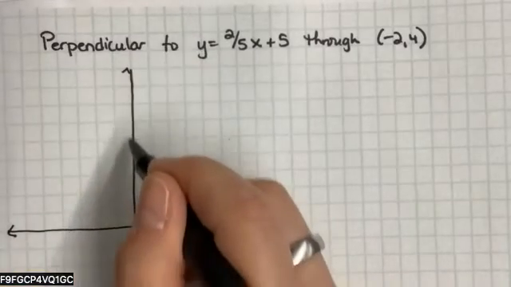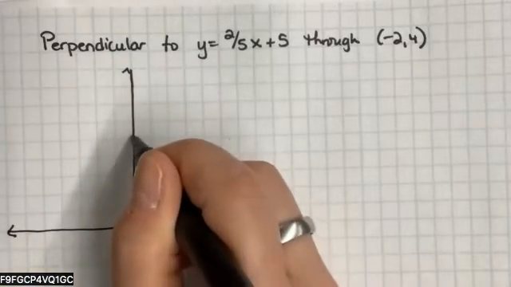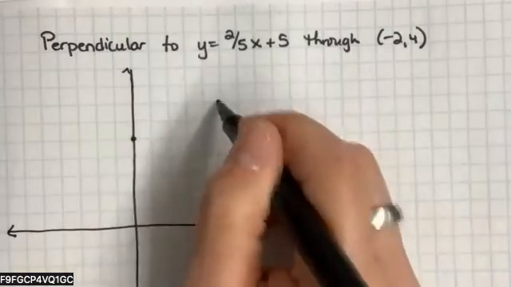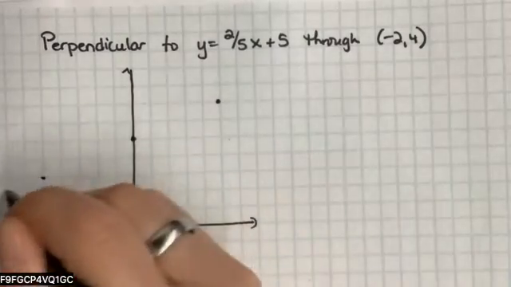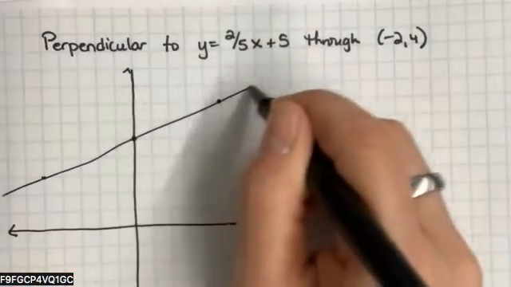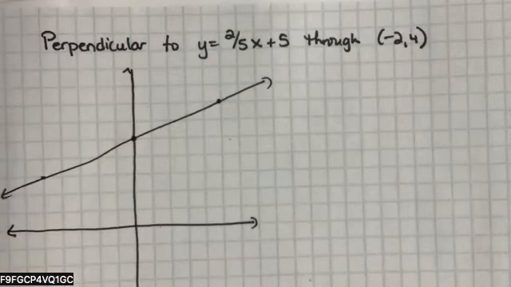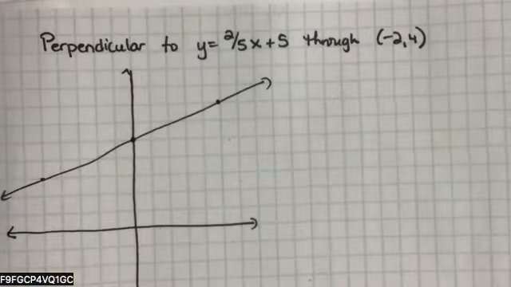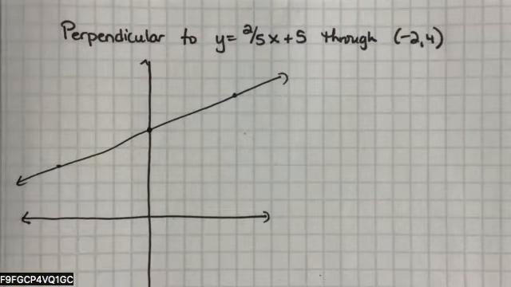1, 2, 3, 4, 5. So the original line is going up 2 over 5. So here's our original line. What we're trying to figure out is what would be the slope of a perpendicular line. Well, we know that a perpendicular line is going to have to go at a right angle to it.